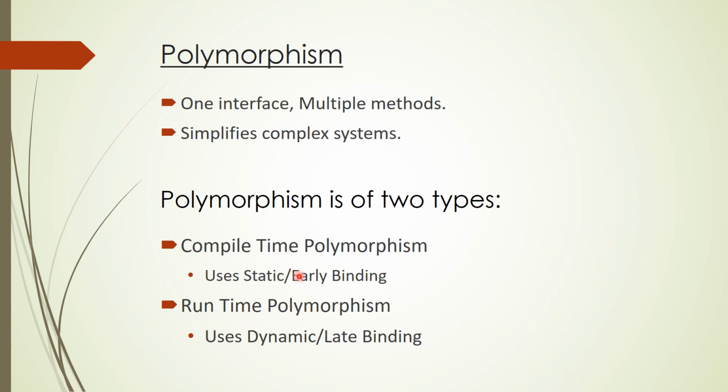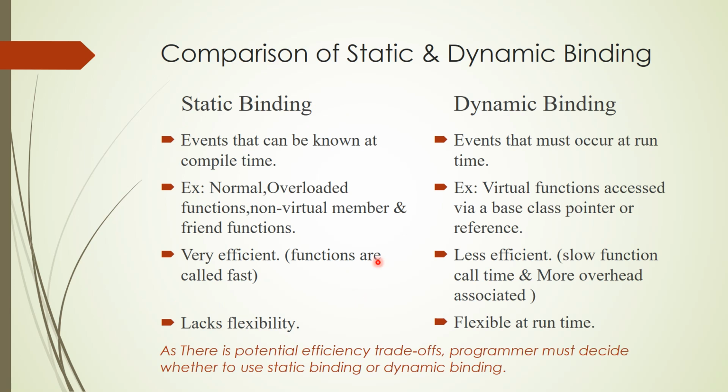Compile time polymorphism uses static or early binding, whereas runtime polymorphism uses dynamic or late binding. Here we are comparing the different features of static binding and dynamic binding. Static binding refers to the events that can be known at compile time. The example of this is normal overloaded functions, non-virtual member functions, and friend functions. When these functions are compiled, all the address information necessary to call them is known at compile time. So a statically bound function call is very efficient, but it lacks the flexibility which we find in dynamic binding.